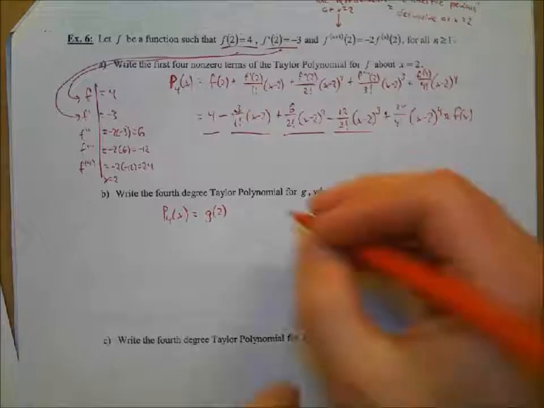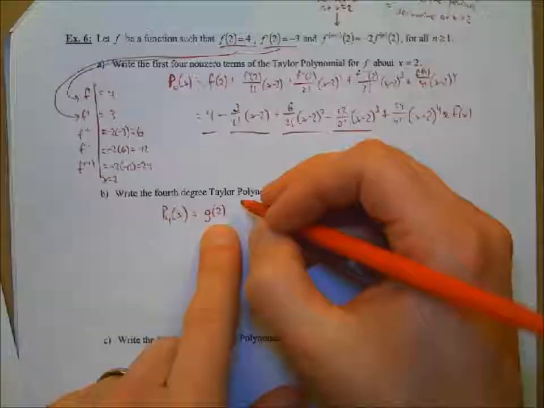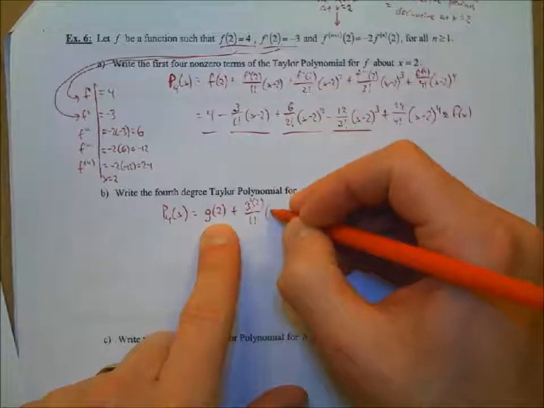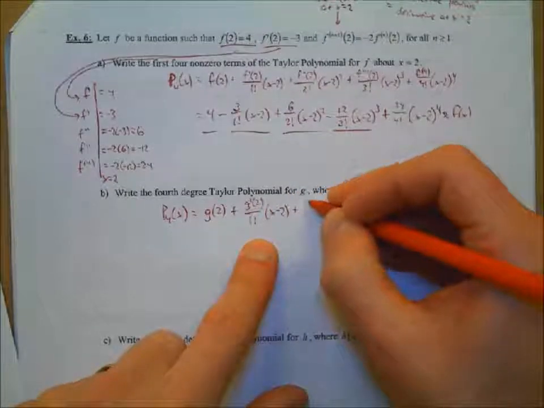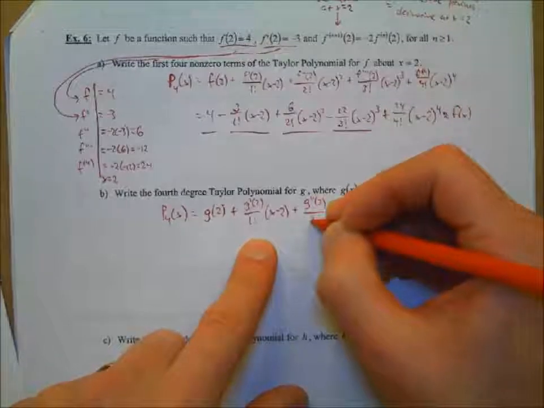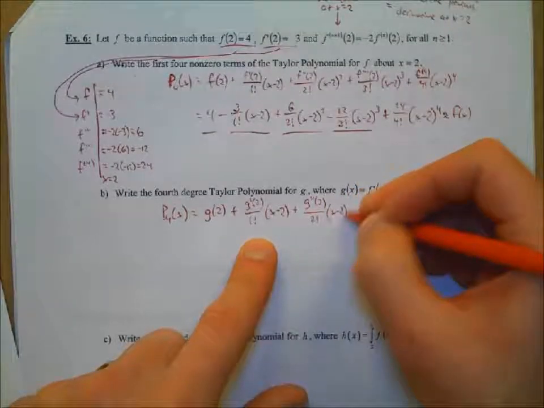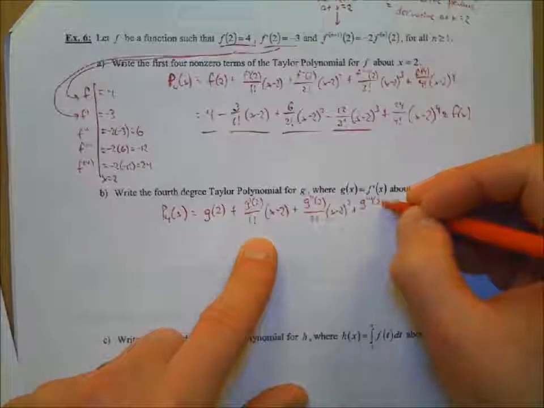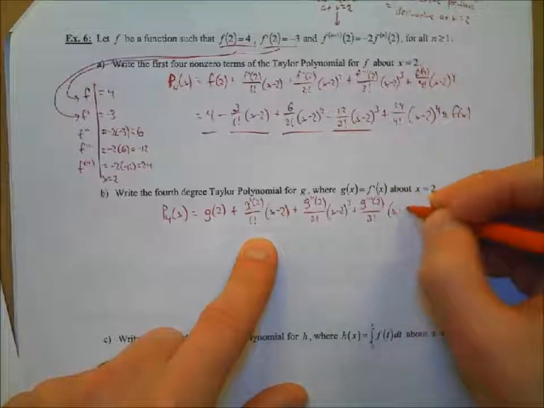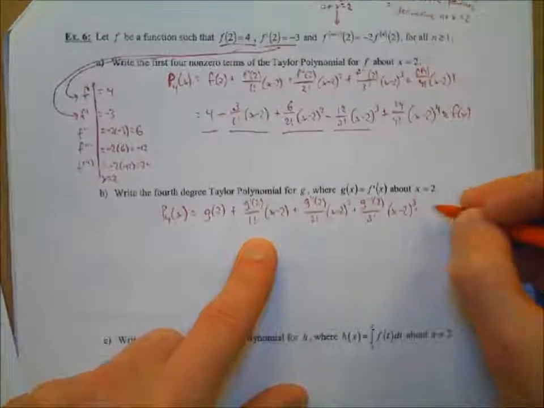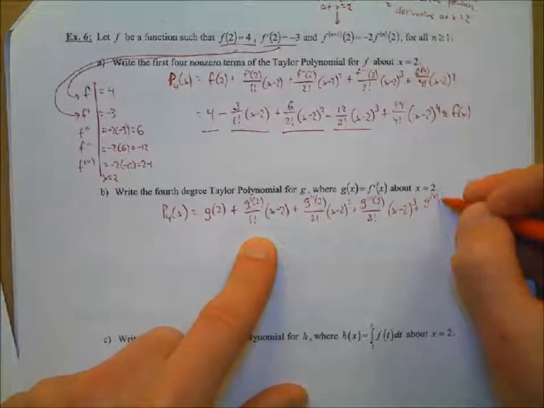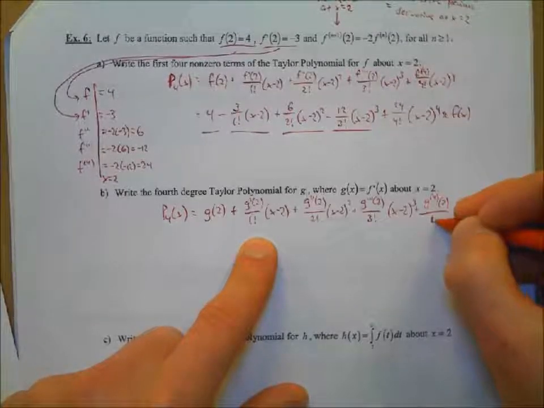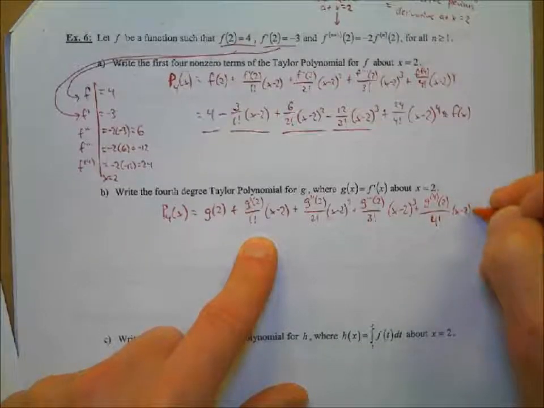That's right. So g of 2, and then it'll be g prime of 2 over 1 factorial, plus g prime prime of 2 over 2 factorial x minus 2 squared, g prime prime prime of 2 over 3 factorial x minus 2 to the 3rd, and then the 4th derivative of g at 2 over 4 factorial x minus 2 to the 4th.